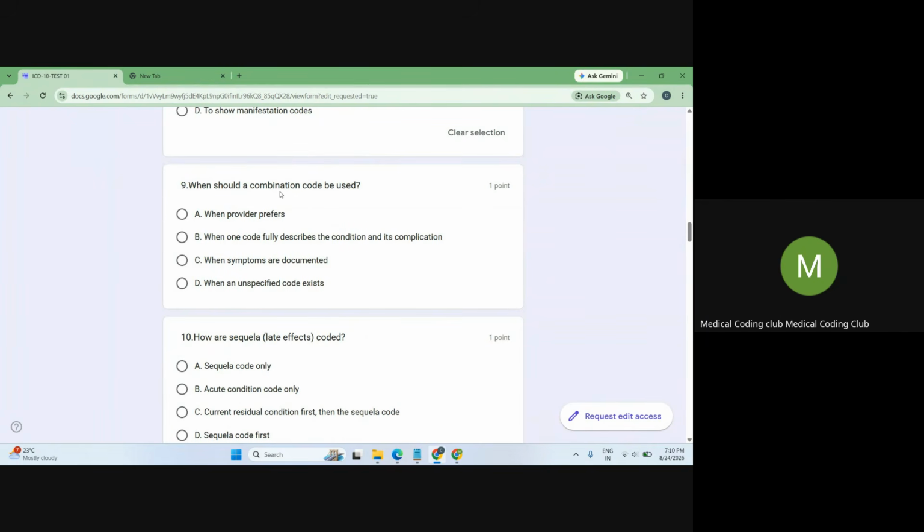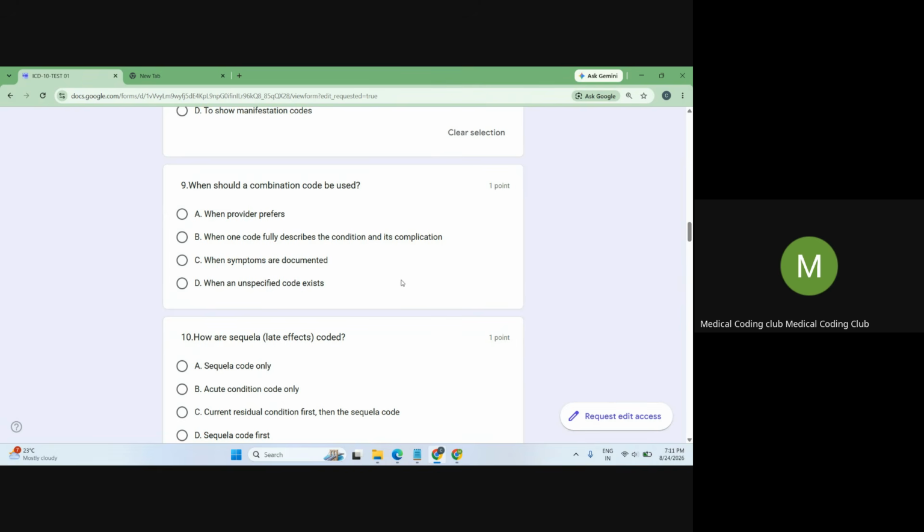So when should a combination code be used? Whenever we use the terms with or due to, in which scenarios will we utilize combination codes? One code fully describes the condition and its complication. Correct. You may have 2 to 3 conditions sometimes, but a single ICD code defines all the conditions together.